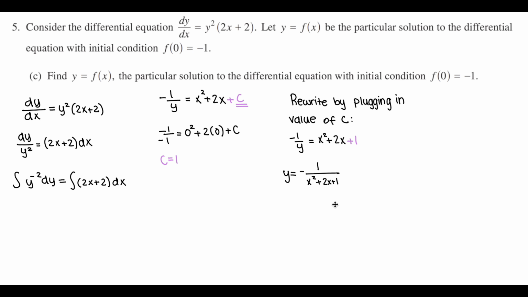However, College Board doesn't necessarily require you to do so, so they don't really take any points off if you just leave it like this and don't further simplify, so I decided to leave it like that.